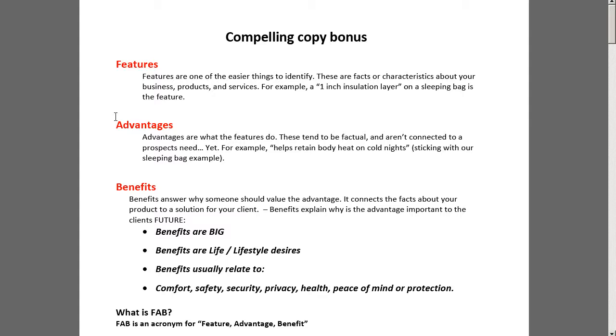So features. We're going to start with features. Features are one of the easiest things to identify. These are the facts or characteristics about your business, products or services. For example, a 1-inch insulation layer on a sleeping bag is one of its features. Advantages are what the features do. They tend to be factual and aren't connected to a prospect's needs yet, for example, helps retain body heat on cold nights. Sticking with our sleeping bag example, the fact that it has 1 inch of insulation helps retain body heat on cold nights. That's an advantage of having that 1-inch layer of insulation.